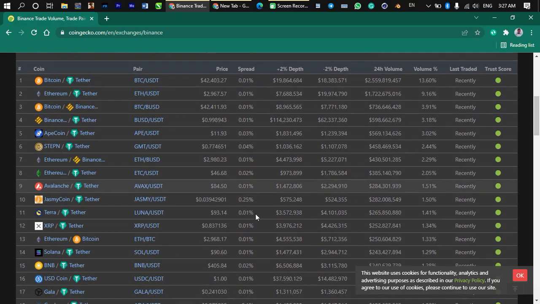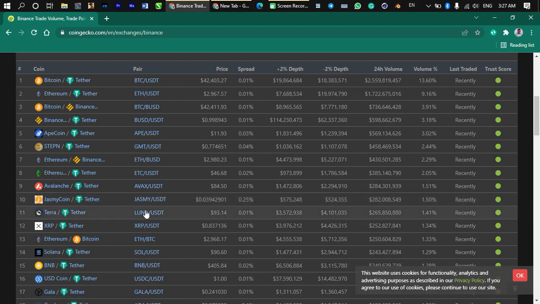Currently, Jasmine coin is being traded. If I want to trade this coin, what do I do? I have to look at the 24-hour trading volume. The volume simply means the amount of money people are using to trade this coin. Currently, Jasmine has $282 million being used to trade this coin. So I have to check out this coin and see how it is performing. So this is number one.